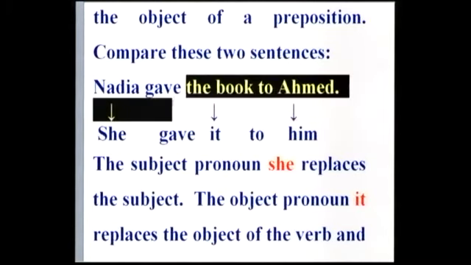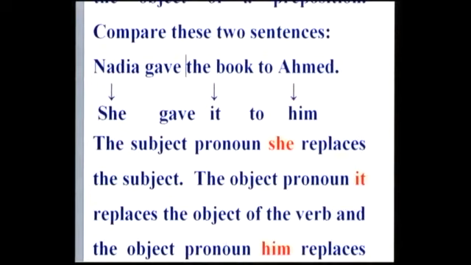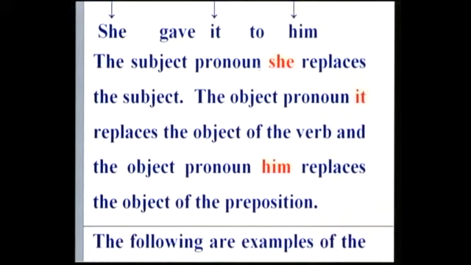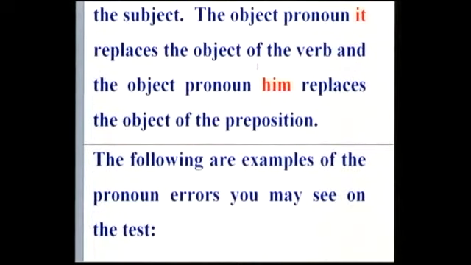Alright. طيب. So Nadia gave it to him. The object pronoun it replaces the object of the verb, and the object pronoun him, to him, replaces the object of the preposition. Right. Now, the following are examples of the pronoun errors you may see on the test. ممكن يبقى عندي الغلطات دي في الامتحان, and I should not confuse them.